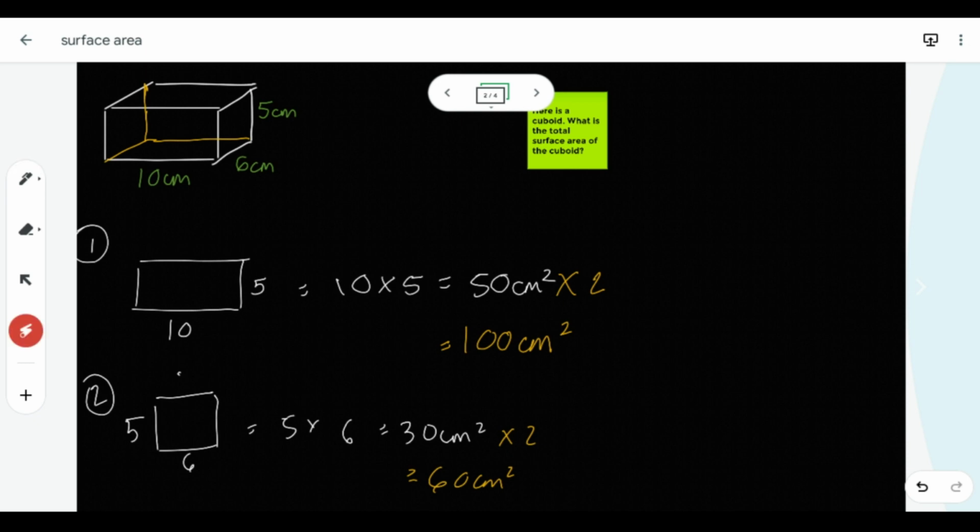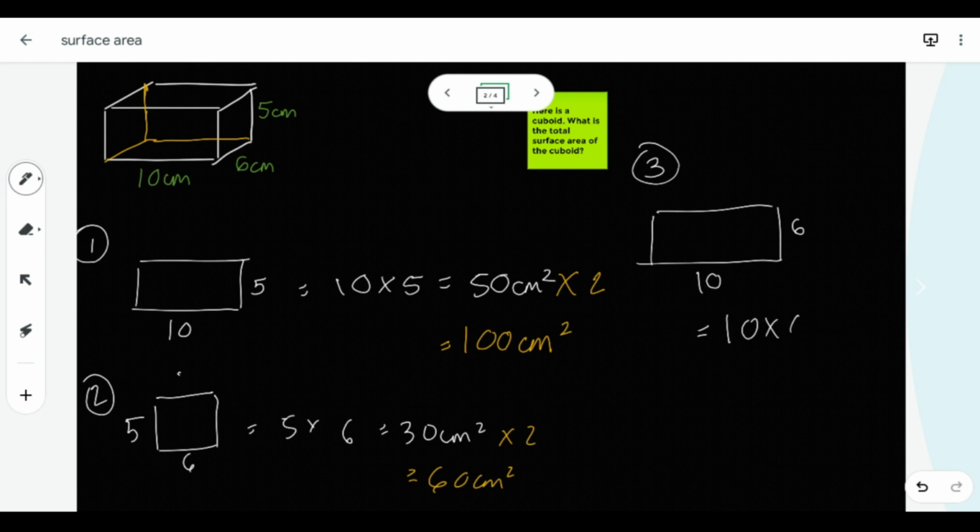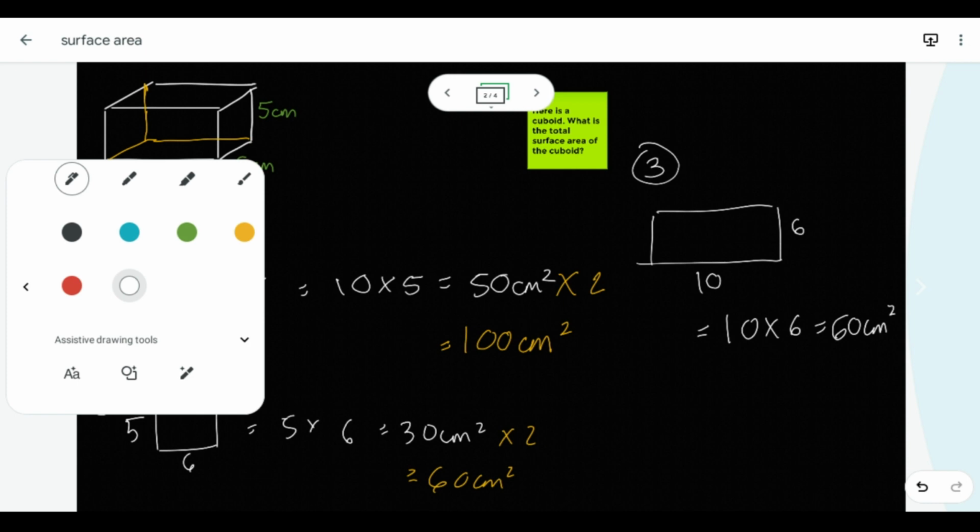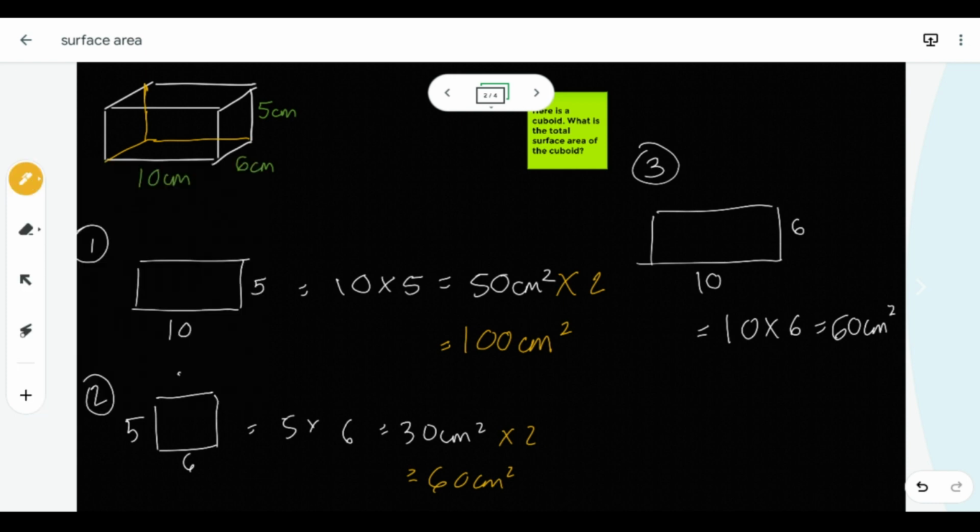And then your third and final shape is, of course, the bottom, the base and the top. So, of course, whatever the base is, it will also be the top of this shape, right? So, draw that out here and get base with 10 by 6, which is going to be 10 times 6, which is 60 centimeters squared. And then, of course, because there are 2 of them, we times that by 2 and we get 120 centimeters squared.